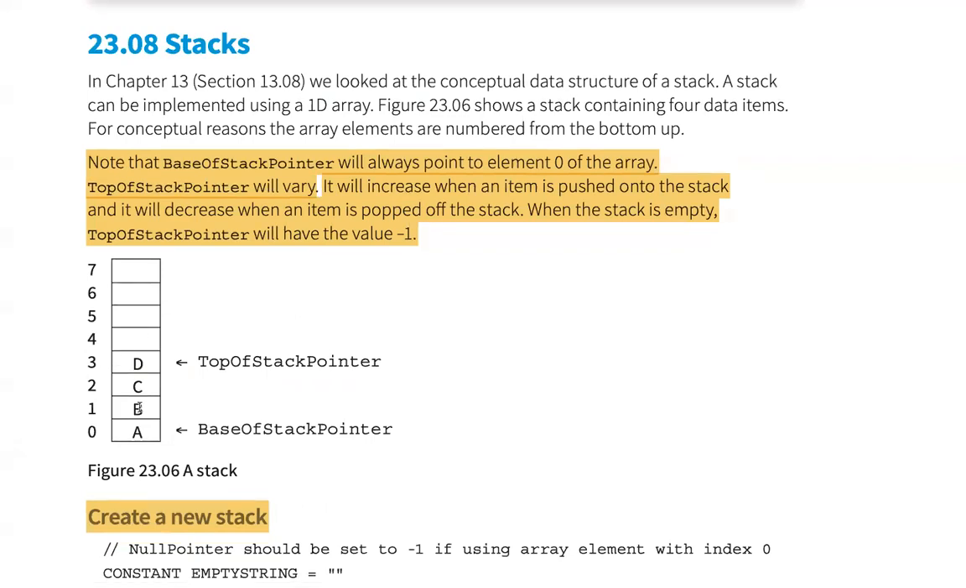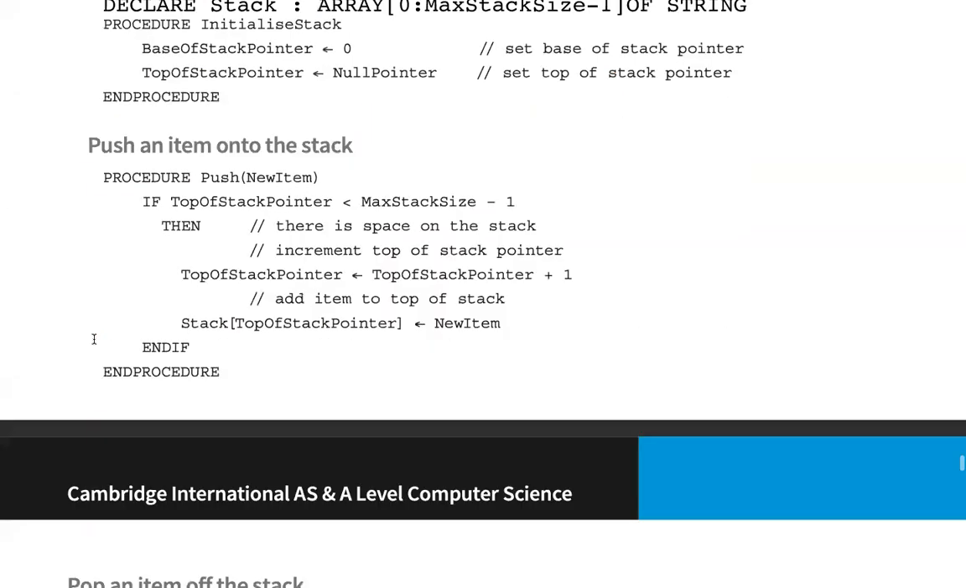So for example, A, B, C, D, and I'm trying to add E here, in which case E will end up here. First I have to increment the top of stack pointer, and it will now be pointing towards index position 4. How? Top of stack pointer plus 1 assigned to top of stack pointer. It was previously 3, now it's pointing towards 4.